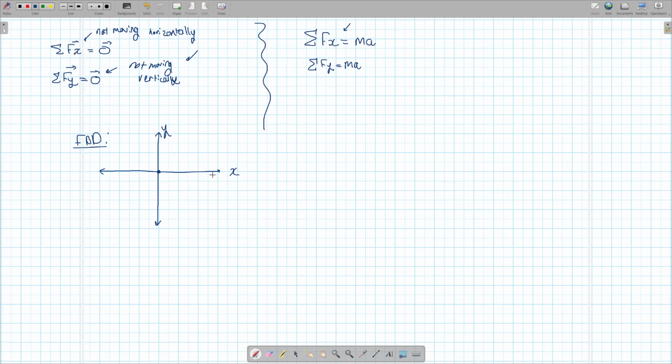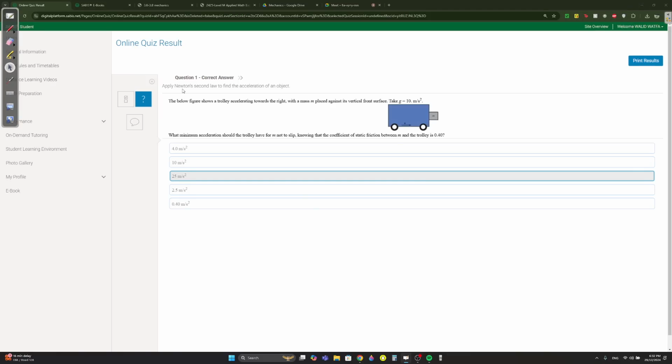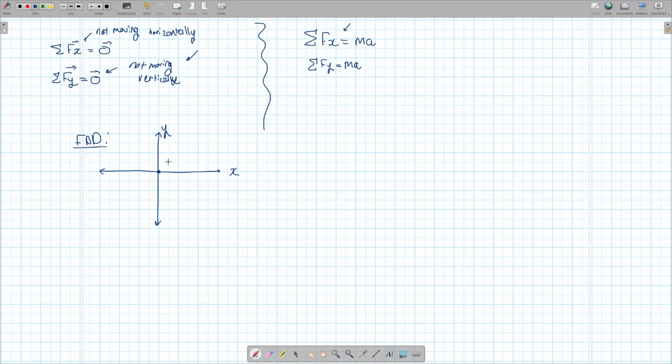Free body diagrams will come in your written part, whether it's the periodic or the final. You're going to get a question that has to do with a free body diagram that you need to solve. This is the hardest step of the question. After you get the free body diagram, you can solve everything.